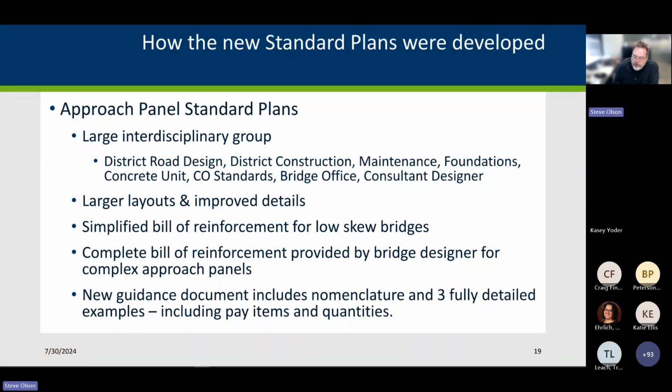For bridges with skews under 15 degrees, it's a simplified bill of reinforcement. And so that is really simple and straightforward. For the larger skews, the bridge designer needs to work on the reinforcement schedule for that. And the new guidance document has 3 fully detailed examples that include pay items and quantities.